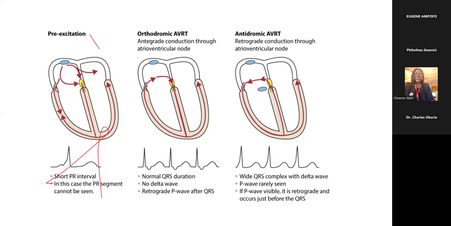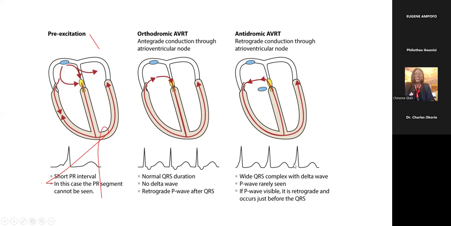Okay, then this is a description of what happens in the orthodromic and then the antidromic AVRT. The antegrade conduction through the atrioventricular node will give us a normal QRS duration, no delta wave, and then retrograde P wave after QRS complex, while the antidromic goes through the accessory pathway, then retrograde, and there we have a wide QRS complex with a delta wave.